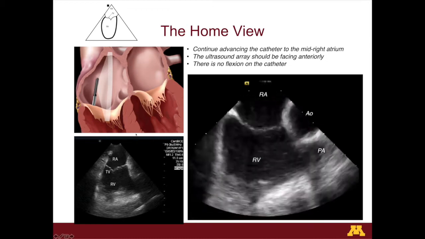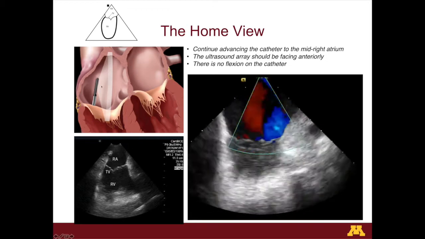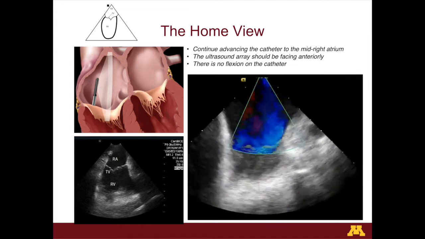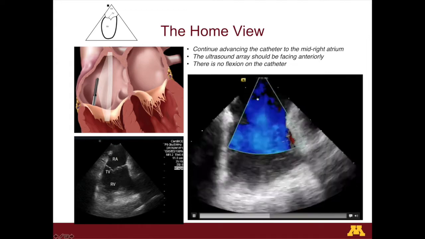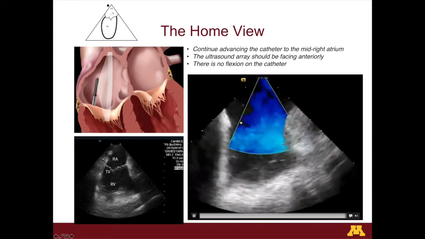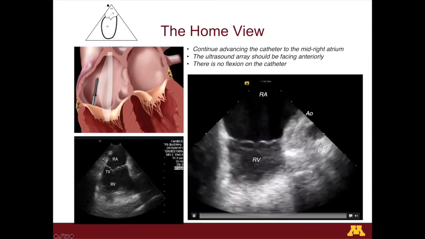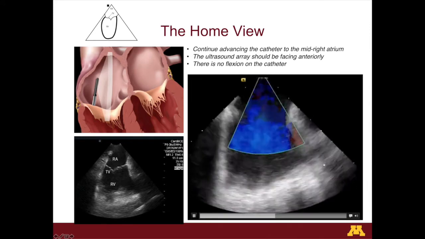In home view, which is the view you obtain when you advance the catheter to the mid-right atrium and you turn it anteriorly, there is no need for any flexion. This is what you see. You see the right atrium where the catheter is. You see a beautiful view of the tricuspid valve. You see the right ventricle, and the aorta and the PAs are to the side here. That is the home view.